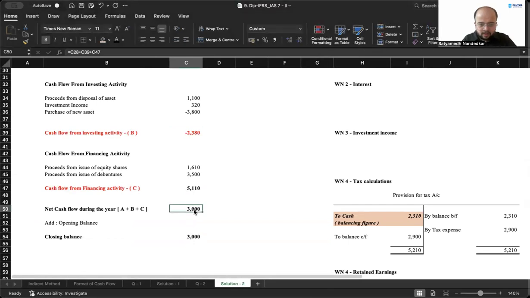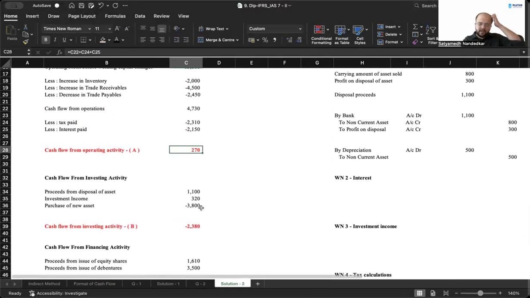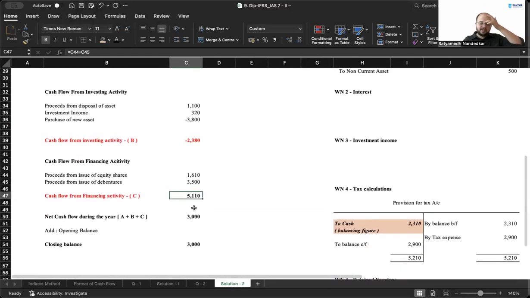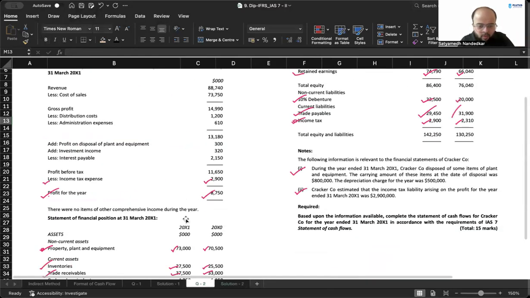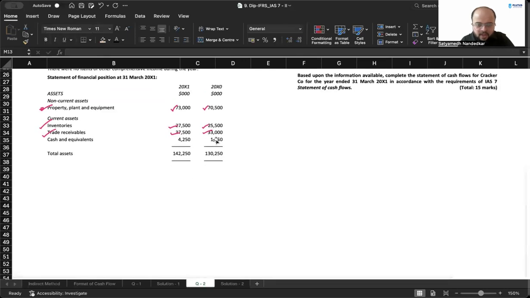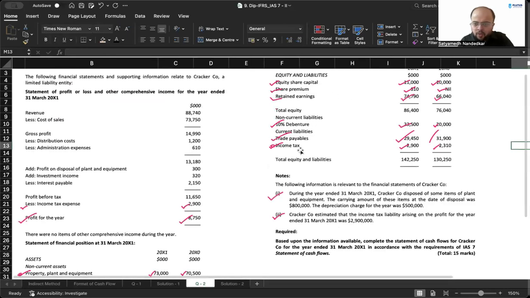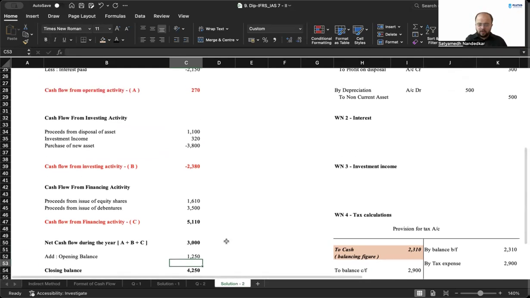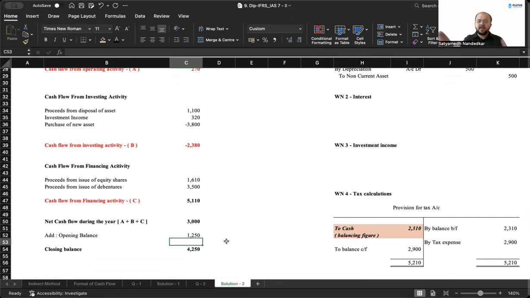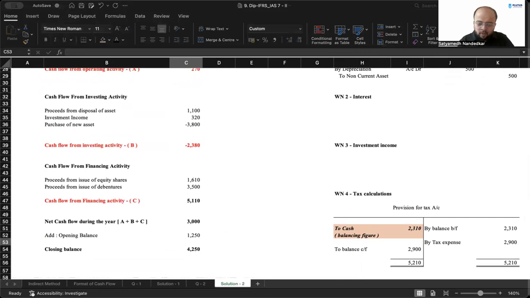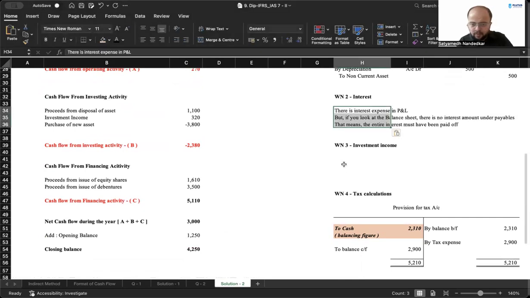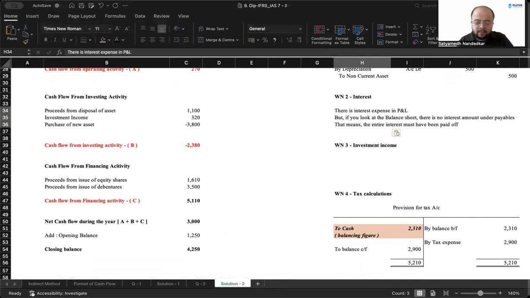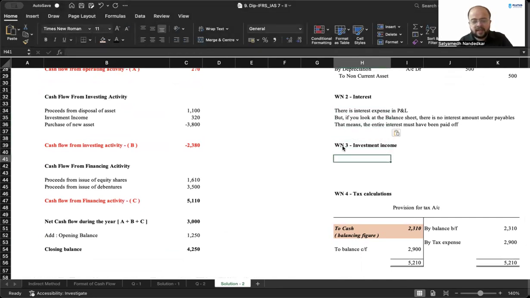Take the total of the three. Operating A, investing B, financing C. The total is 3,000. What is the opening balance? Opening balance of cash and cash equivalents is 1,250. No overdraft on the liability side. So just take 1,250 and voila, you have closing balance of cash and cash equivalents, and therefore your entire activity has proven to be super successful. Whatever numbers you applied, whatever logic you applied, that has helped you to get the desired final answer.